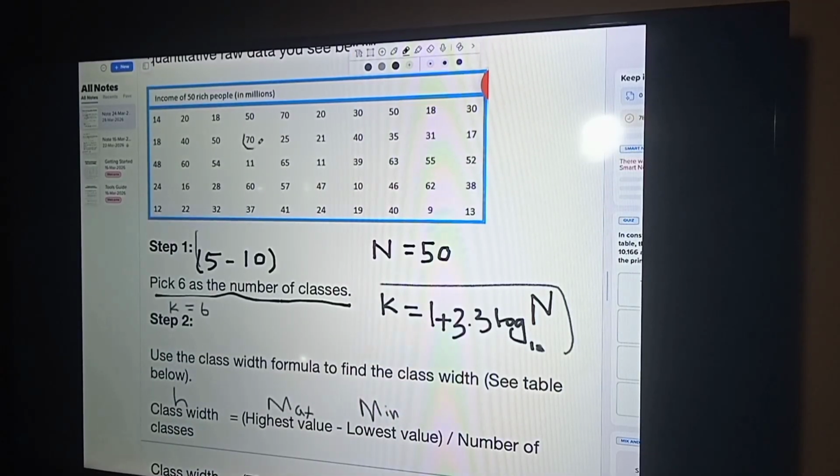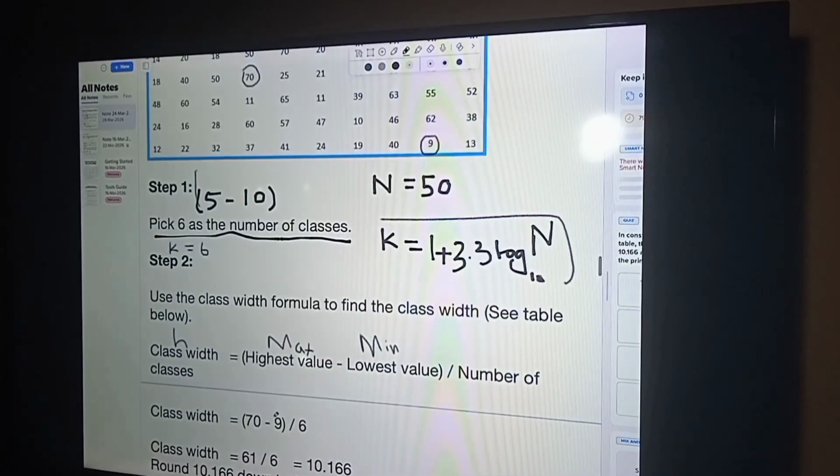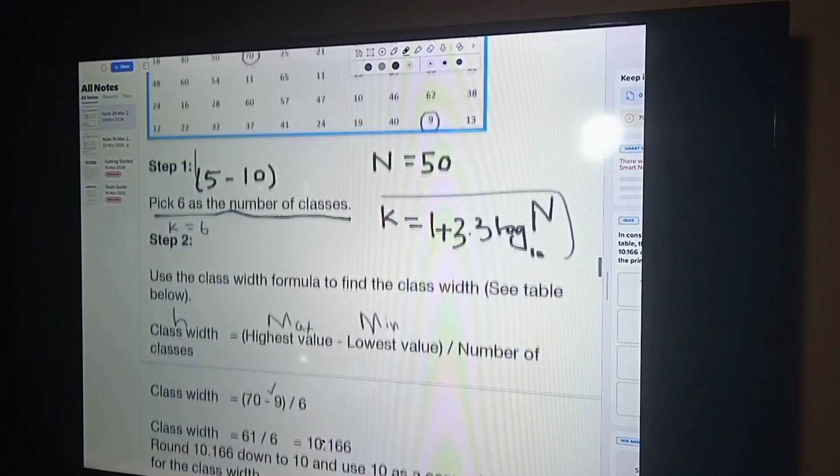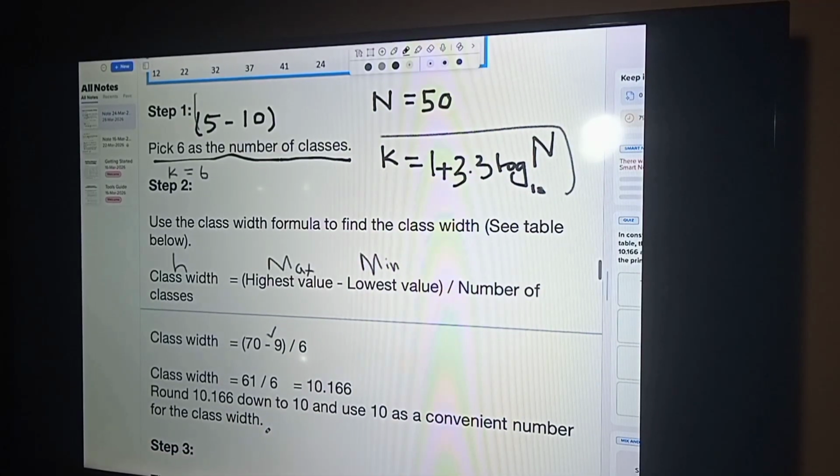This is the maximum value, and the minimum value is 9. So write these two values, here it is written, and then divide by 6. The difference is 61, and after dividing 61 by 6, you are getting 10.166, which can be rounded off to 10.